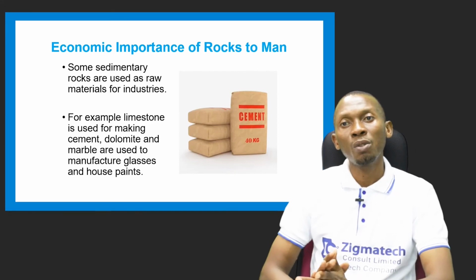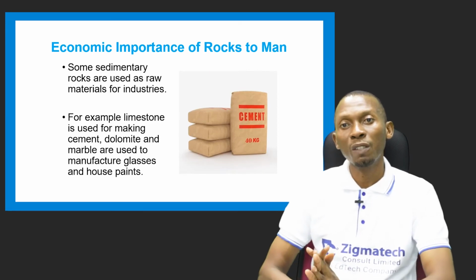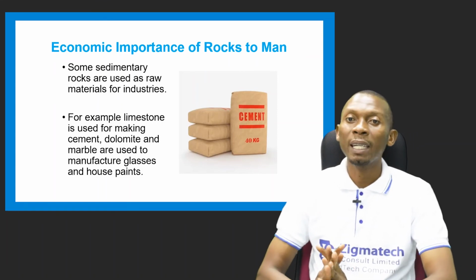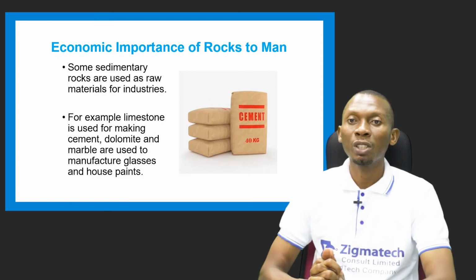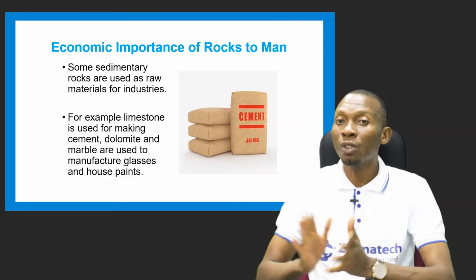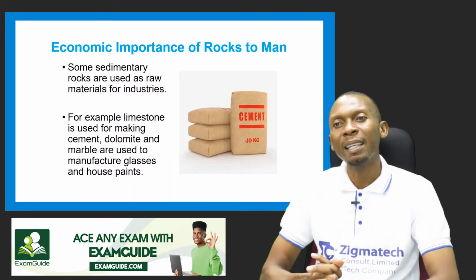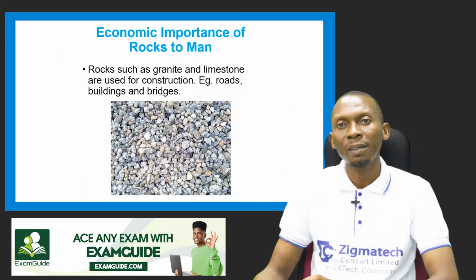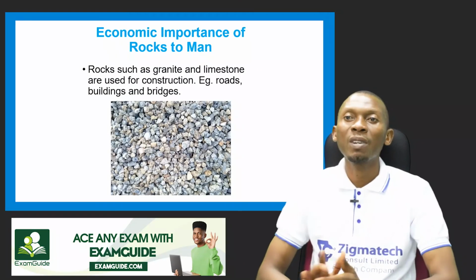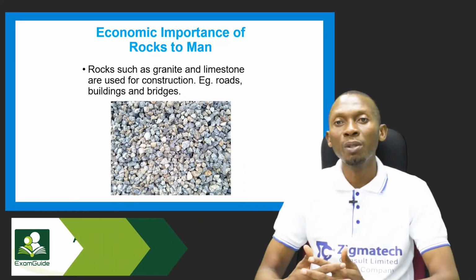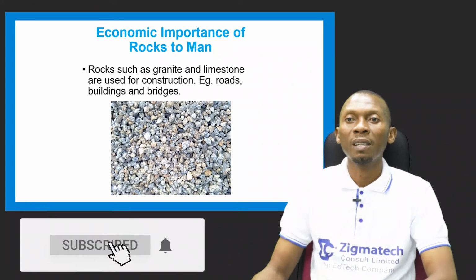Sedimentary rocks can also be used as raw materials for industries. For example, limestone can be used for making cement. Dolomite and marble can be used for manufacturing glasses and house paints. Rocks such as granite and limestone can also be used for construction of our roads, buildings, bridges, and walkways.